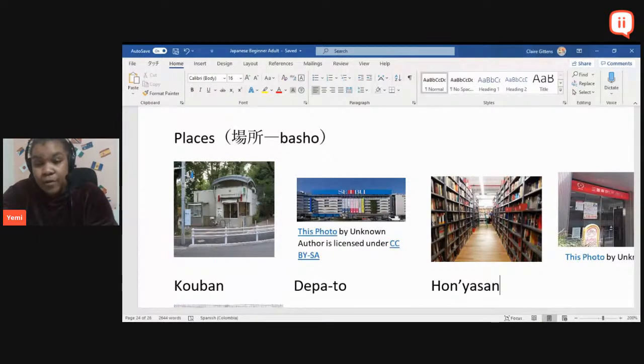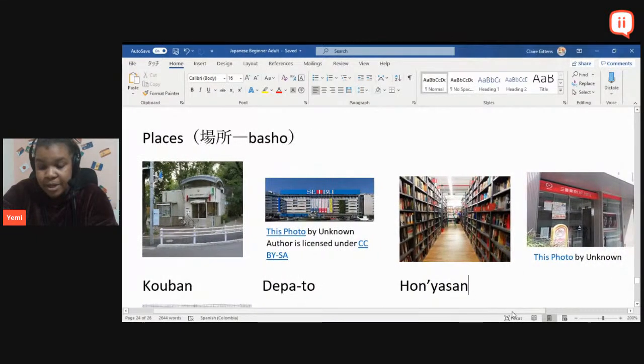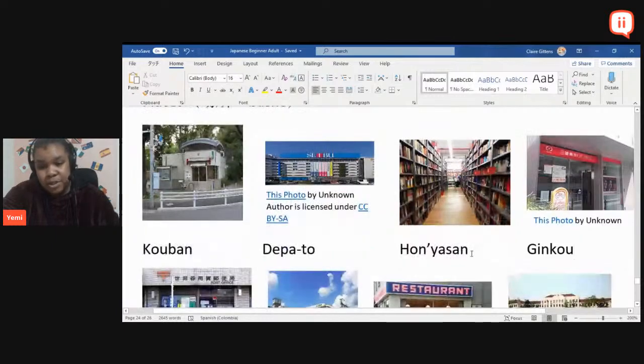And this one over here is the bank. Okay, this is ginko. Okay, so let's just review those four. Koban. Depato. Honyasan. Ginko. Okay.